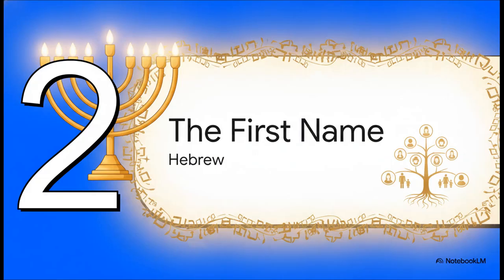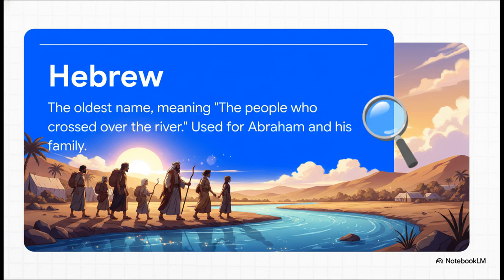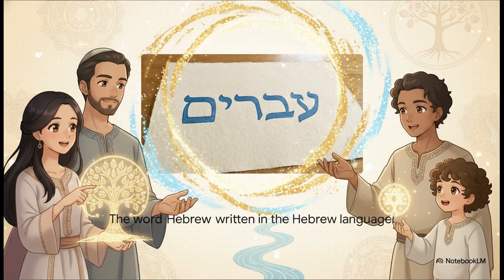All right, let's start at the beginning with the name Hebrew. For our little trick, we're going to think of this one as the family's first name. Hebrew is actually the oldest name of all. It was like the original name given to Abraham and his family. And what it means is so cool. It means the people who crossed over the river. That makes perfect sense because at the very beginning of their story, that's exactly what they were, travelers on a journey with God.